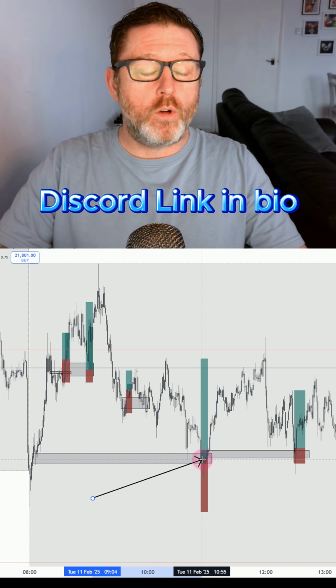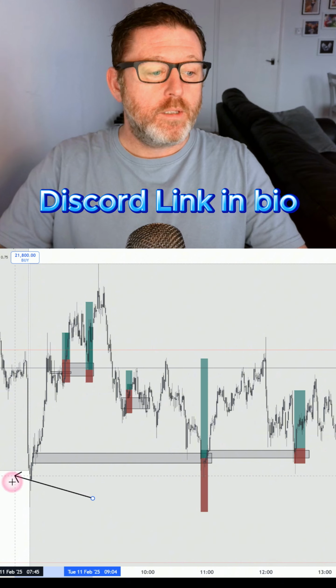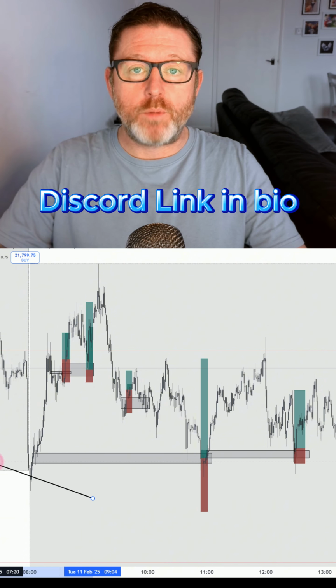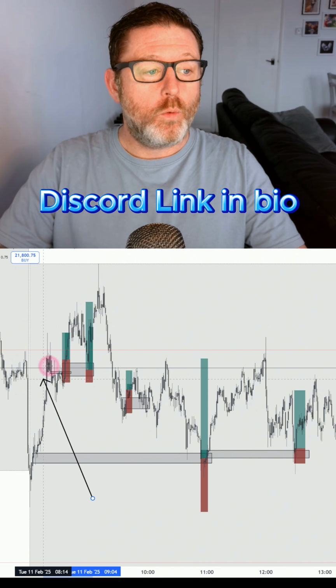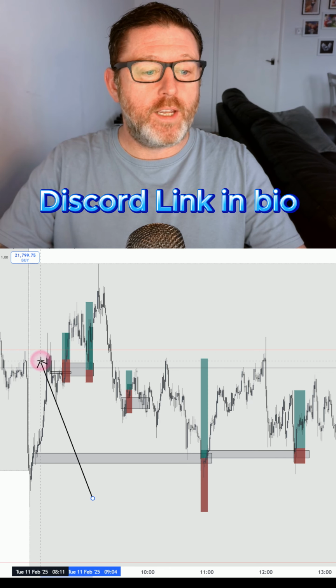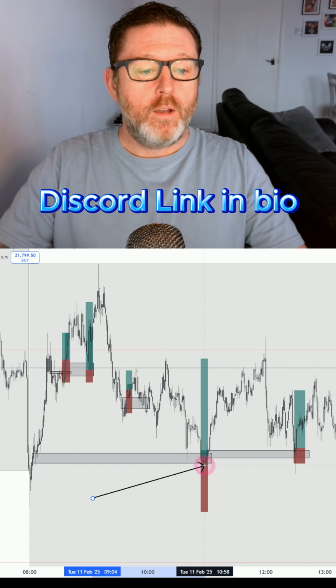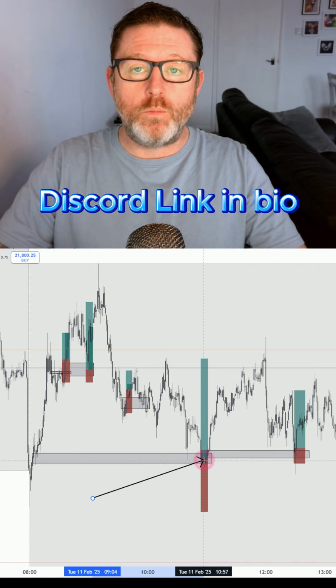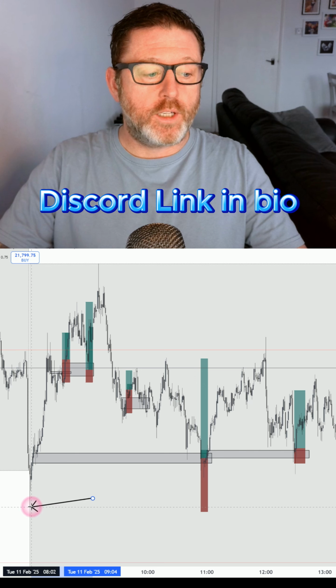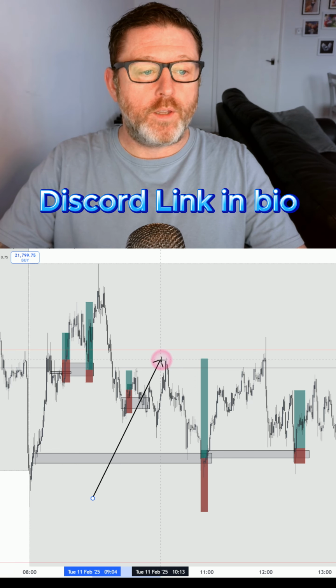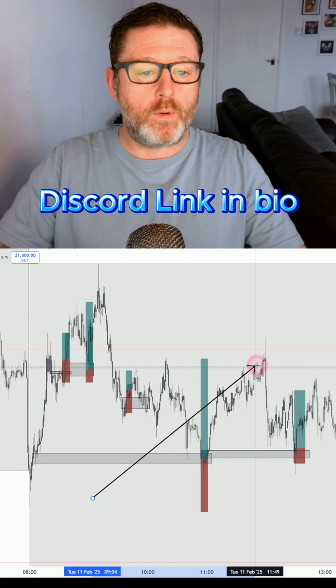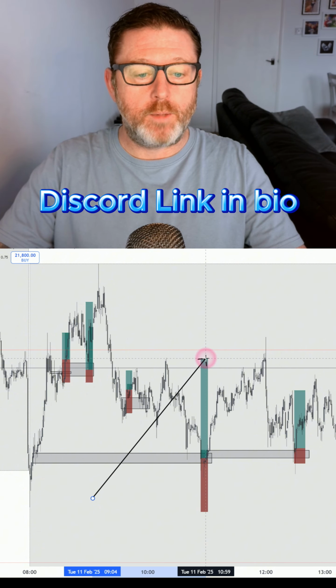This one here was more of an internal silver bullet setup. So we've had a sweep of liquidity down here. The previous range low was swept. We've come up, we've had a market structure shift here, and we've come all the way back down into this extreme 1 minute. 50% of the fair value gap was the entry, stop loss just underneath the low, targeting the next area of liquidity. As you can see, we've come up and we've tapped into our TP.